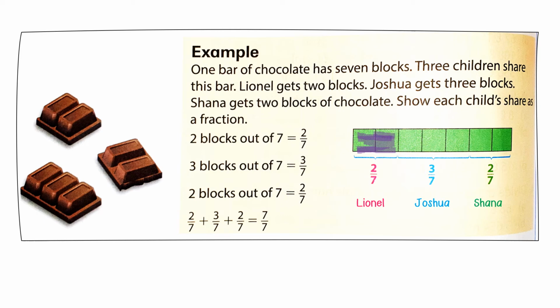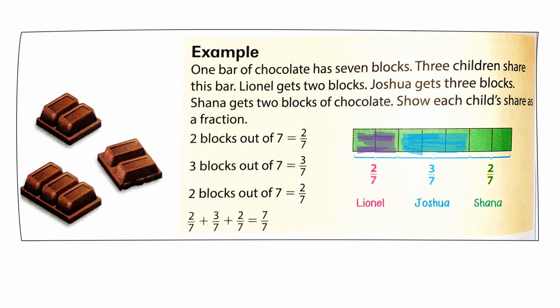Right? Then the next child is Joshua. And it says here that Joshua gets 3 blocks. And 3 blocks out of 7 equals 3/7. Joshua gets 3/7. So Joshua is going to get 3 out of the 7 blocks of chocolate as shown on the screen.